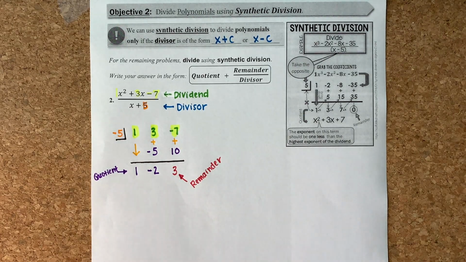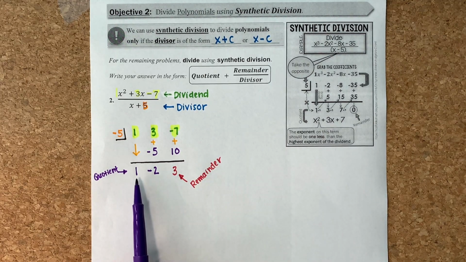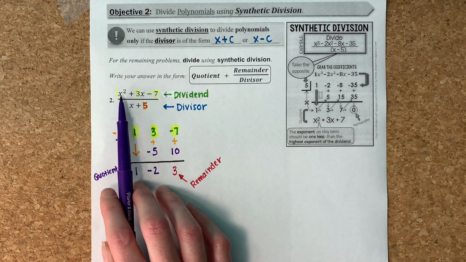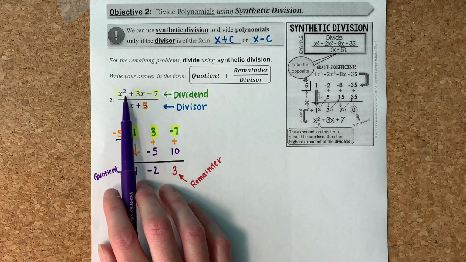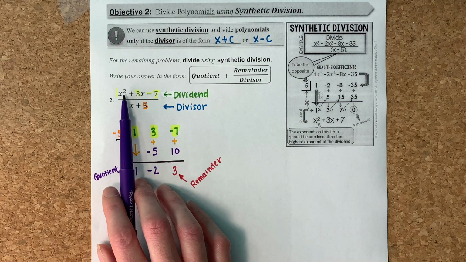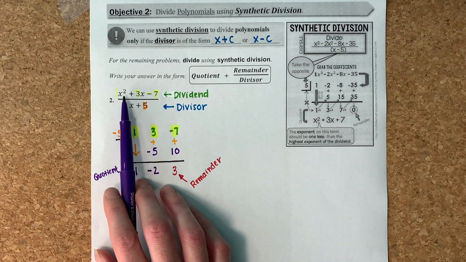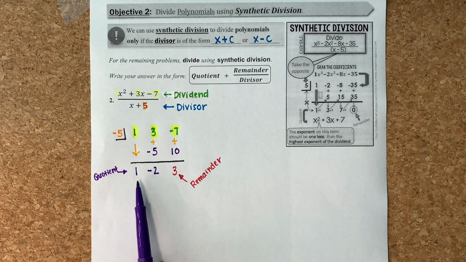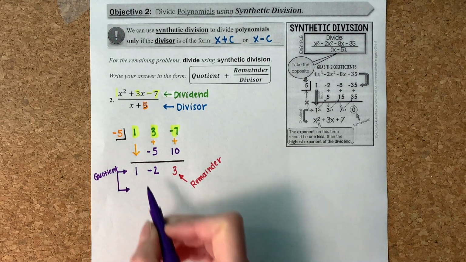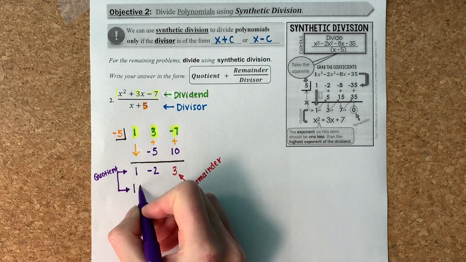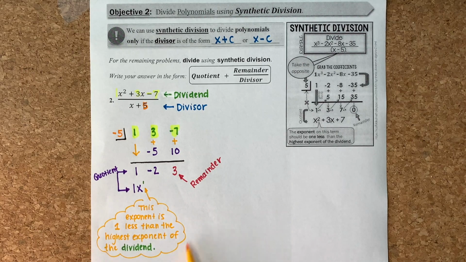our quotient. Now, to figure out what variable do we put on this first number in your quotient, you look at your dividend. And you look at the highest exponent in your dividend, which is the x squared. And our exponent in the first number in your quotient should be 1 less than that. So 1 less than x squared would be x to the 1, or x. So the variable that we attach to the 1 is just an x. So I've written this out here for you to see.